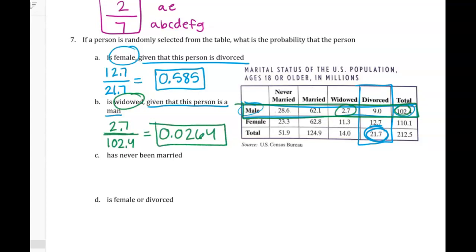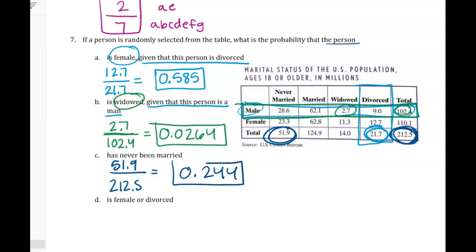Next one, probability that the person has never been married. So here, easy to overthink, but try not to, because there's really no given in there. We're really just looking at the probability of having never been married. So we're going out of the total, how many have never been married? 51.9 out of 212.5. Oops, I'm just adding lots of decimal points today, apparently. 212.5. This equals 0.244, or about 24%.